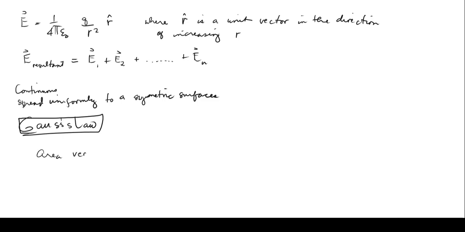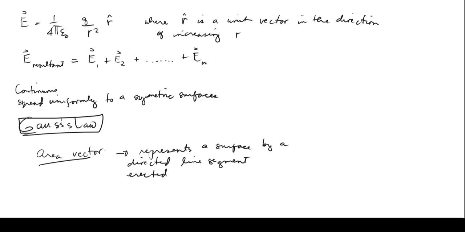Area vector. So don't be confused with this term, because basically area is a scalar. But we need this term to represent a surface and the direction of the field lines. So this area vector represents a surface by a directed line segment erected perpendicular to it, with a magnitude equal to its area. Okay?